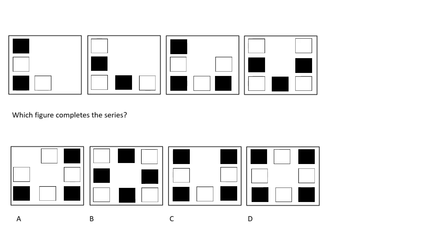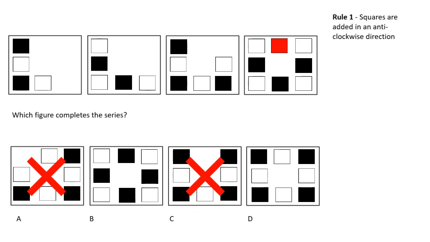Okay, so this question has 2 rules. The first is that a new square is added in an anti-clockwise direction. So we know that in the next figure there should be a square here, so we can rule out A and C. The second rule is that each of the squares alternate between being black and white. So if we just focus on the square in the top left hand corner, we can work out that in the next figure this square should be black, meaning that D is the correct answer.